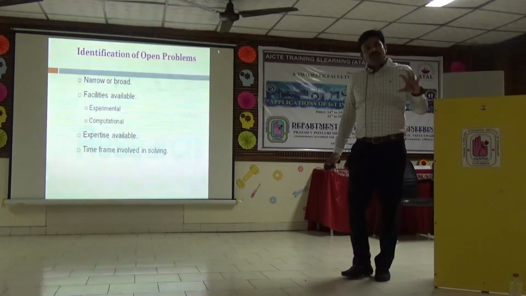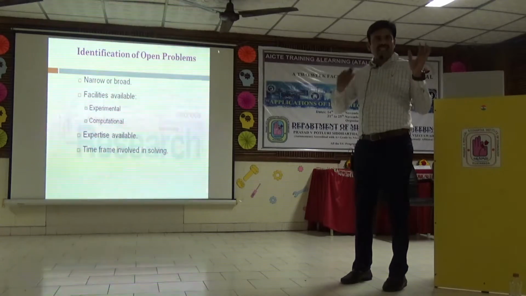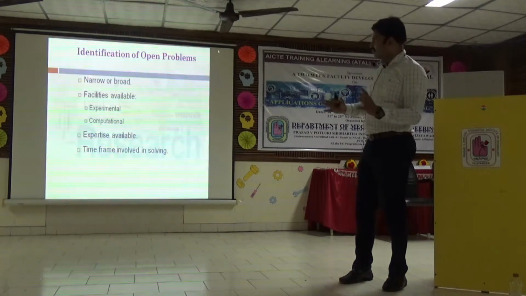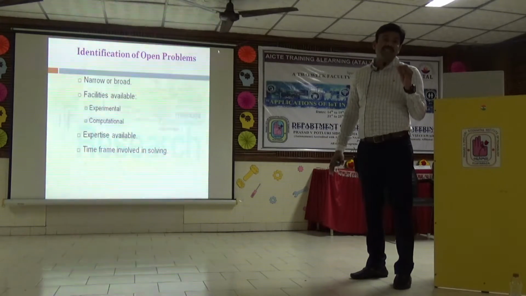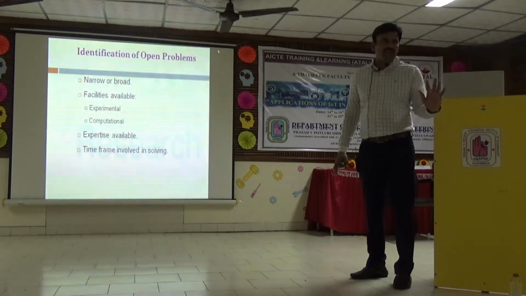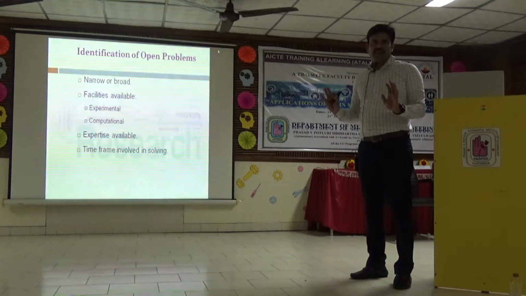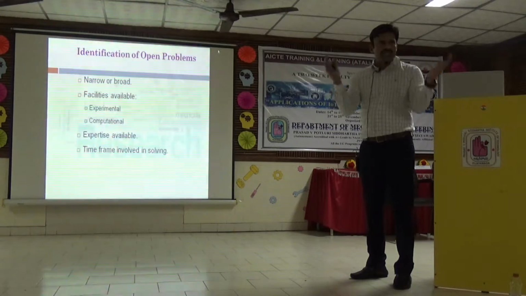So you have to identify even the problems in a different way. Is it a narrow-based problem or a broader perspective problem? Or otherwise, what kind of facilities are available within the vicinity around you? Very important. So many times we end up thinking, okay, my college has got only this equipment, so I will shut my research area scope to this only.